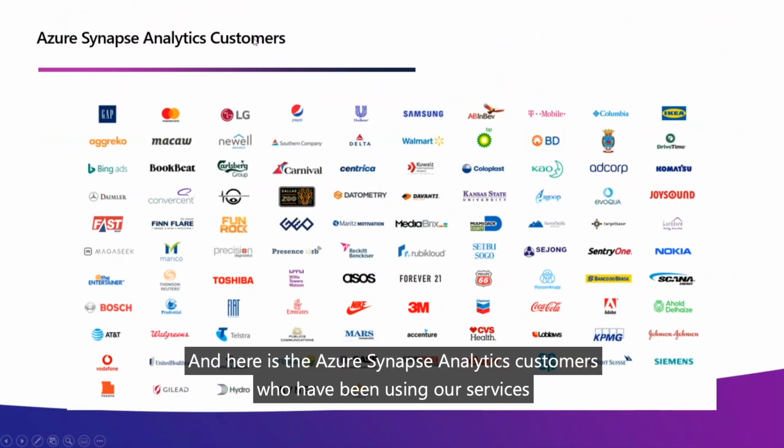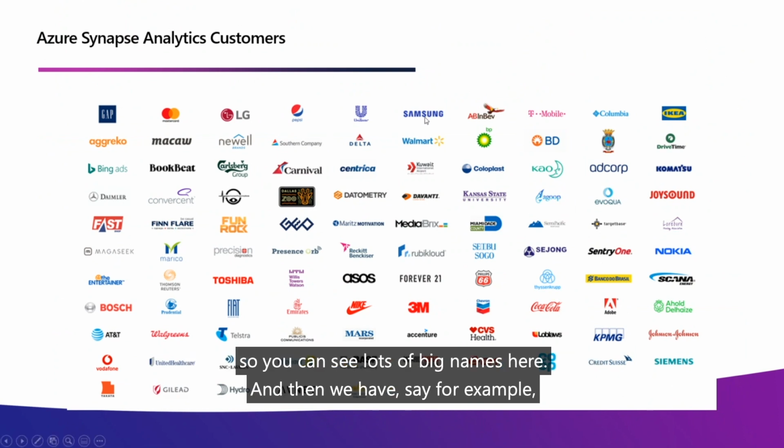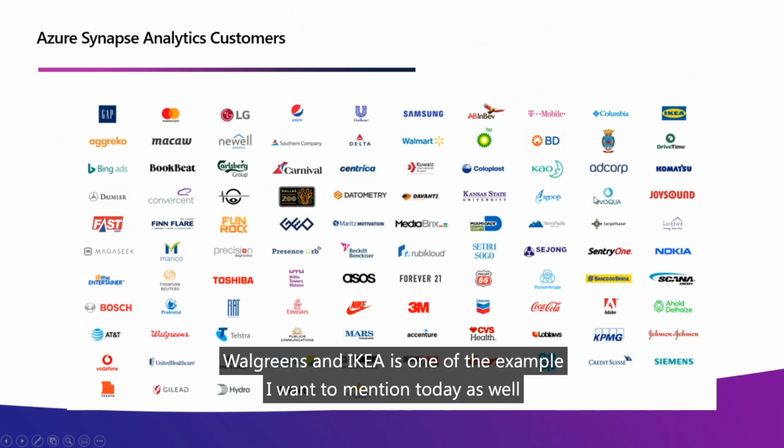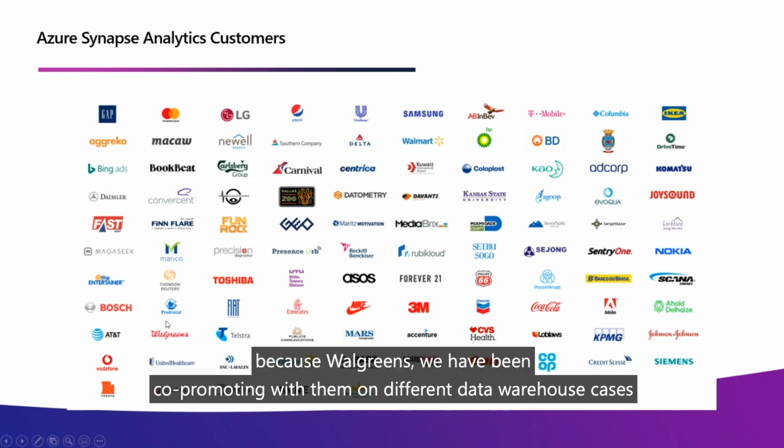And here are the Azure Synapse Analytics customers that have been using our services. So you can see a lot of big names here. And then we have, say, for example, my past company, Whoop Cloud here. And then Walgreens and IKEA are examples I want to mention today as well. Because Walgreens, we have been co-promoting with them on different data warehouse cases.